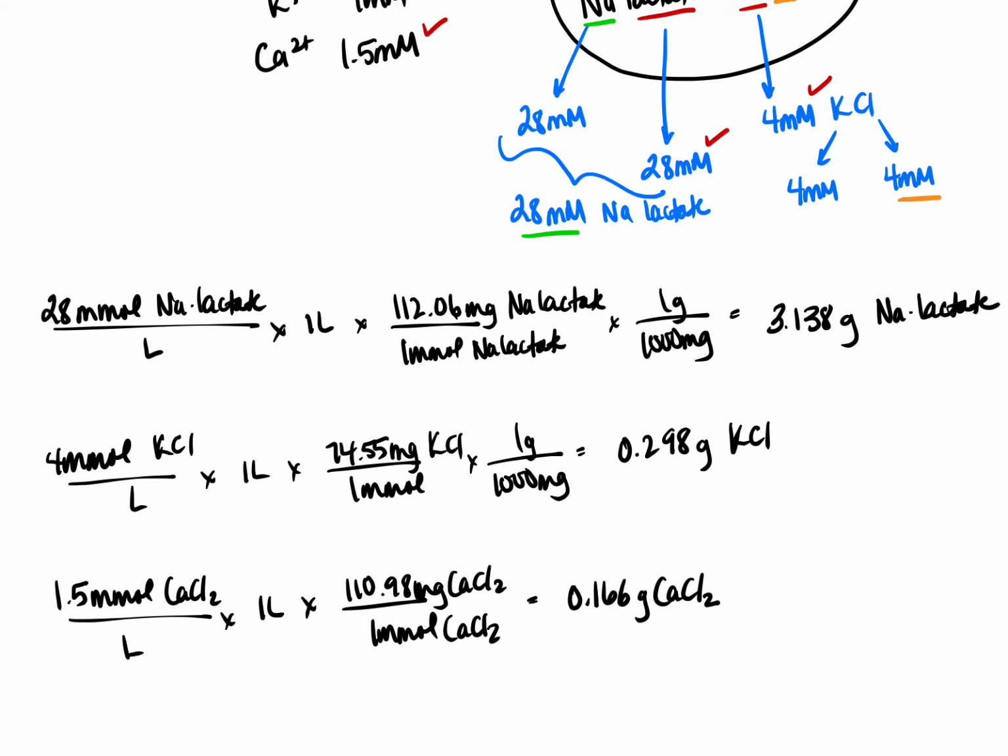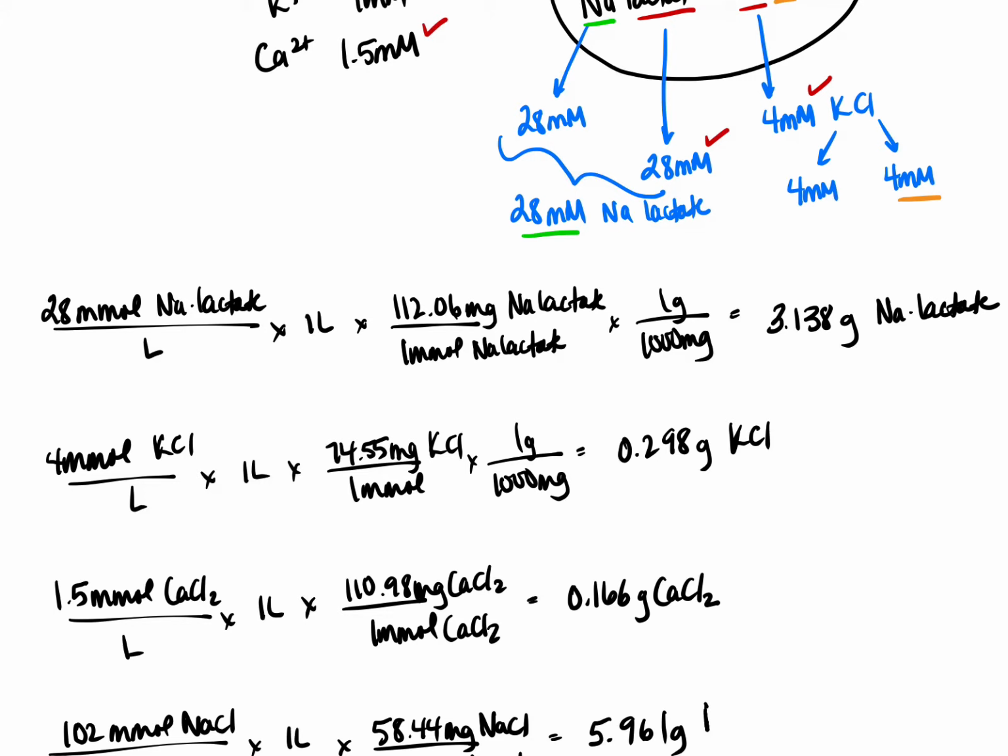And the last one that we actually figured out was the sodium chloride. And again, that was a number that we had to do some calculating to figure out that we want 102 millimolar sodium chloride, making 1 liter again of solution using the molecular weight of sodium chloride here. .961 grams of sodium chloride.